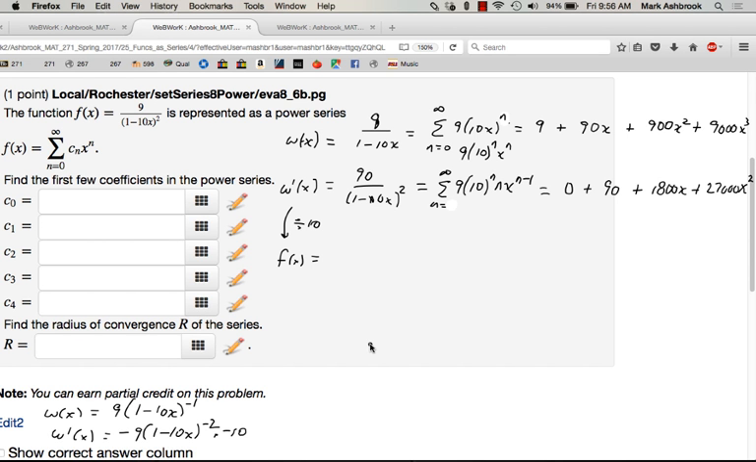In our example, it just happened to be that the derivative was exactly the function that we wanted. In this case, the derivative is 10 times the function that we want, so we've got to divide by 10, and then we'll have f, right? If we divide W prime by 10, we'll have f, which is 9 over 1 minus 10x squared.